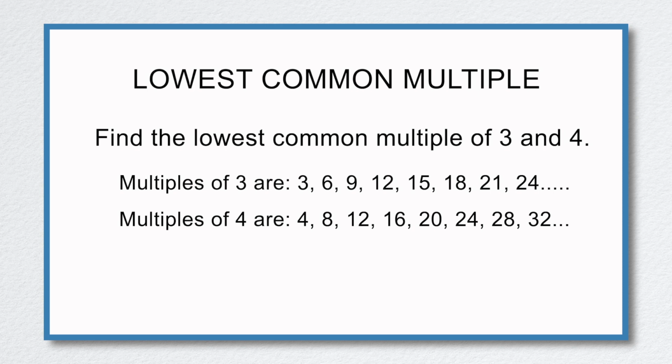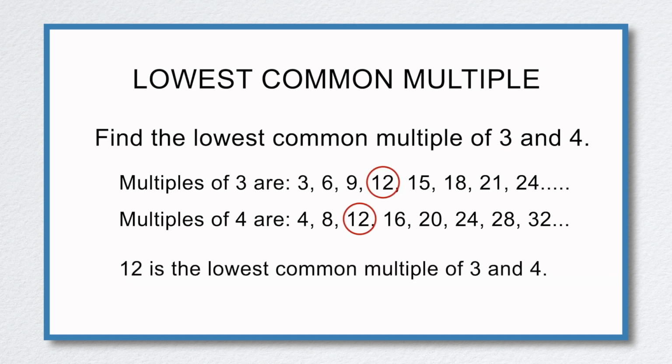We can see that the lowest common multiple, i.e. the multiple that is common to both 3 and 4, is the number 12. So 12 is the lowest common multiple. You might also notice that 24 is a common multiple of 3 and 4. However, it is not the lowest common multiple.